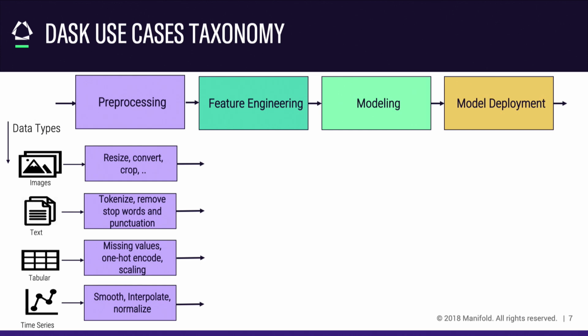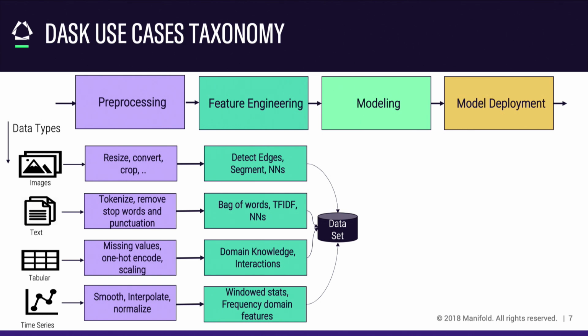Similarly, time series data sets, that's the last one. They often have missing data in the real world, and you may have to interpolate before you can process it further down the pipeline. And at the feature engineering stage, there are also a few common operations that you can see depending on the data type. For example, bag of words and TF-IDF representation is typical for text.